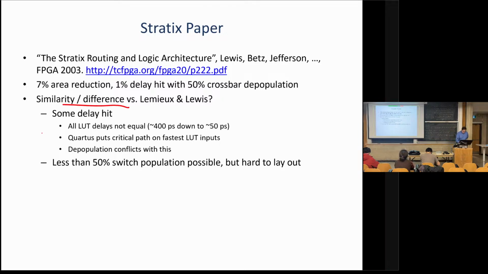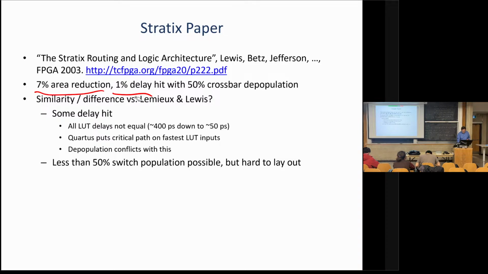The reason we found a delay hit is basically architecture modeling. They were modeling all the LUT inputs as the same speed, and they're not really the same speed, right? The one that's furthest down the mux tree is significantly faster. As you start taking switches out of your local crossbar, your router has more constraints on which LUT inputs it can hit based on which routing path you're taking, and because they're different speeds, there can be some impact from that. But it was small, right? So there's a little bit of delay hit, but a big area reduction.